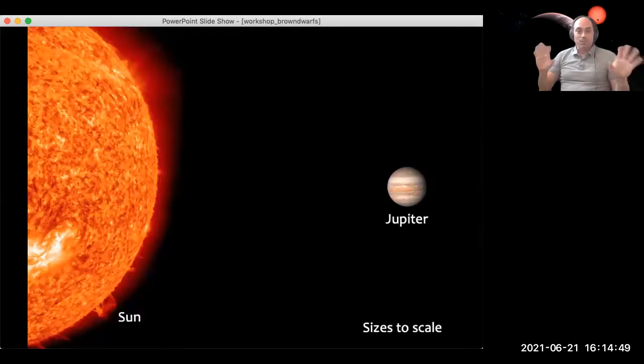Now, I just want to point out that we have a star in our own solar system, it's the sun, and it is a hydrogen-rich object and it's producing its own light. We have other hydrogen-rich objects in our solar system like Jupiter, which is the largest planet.